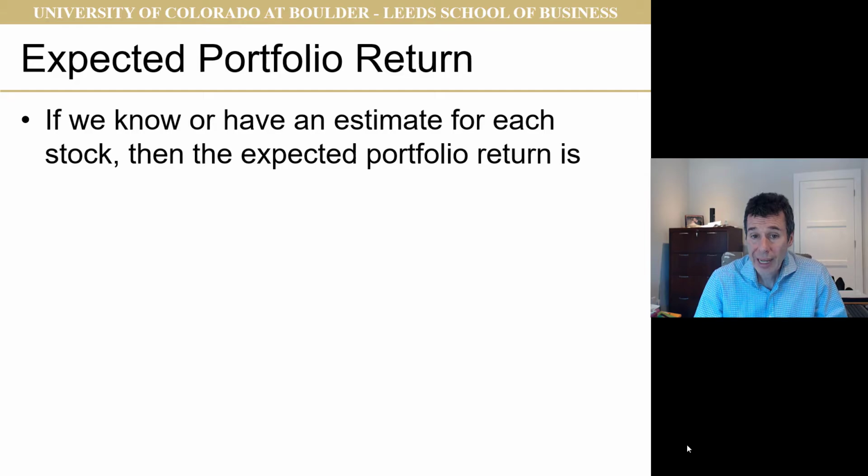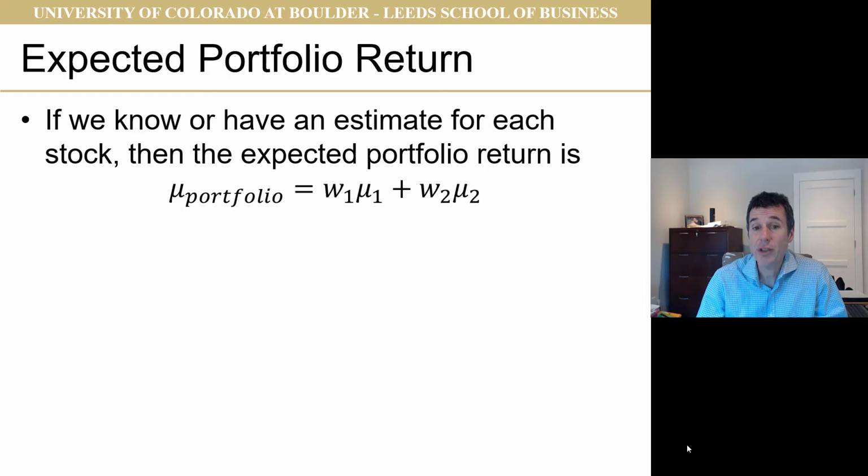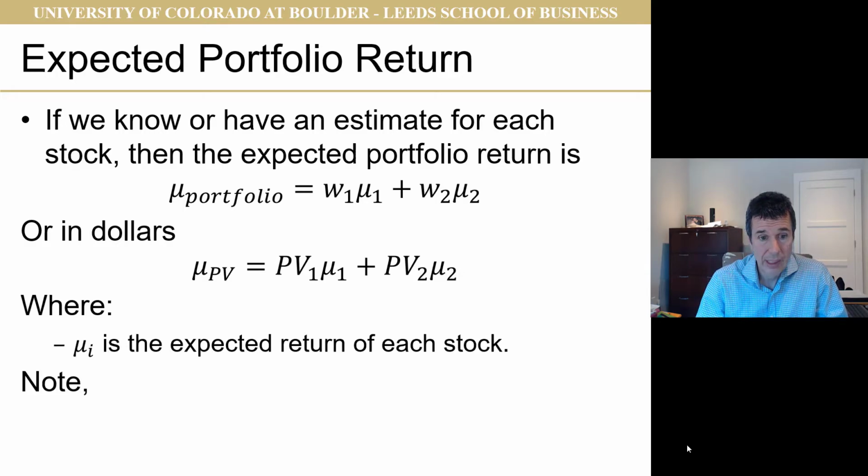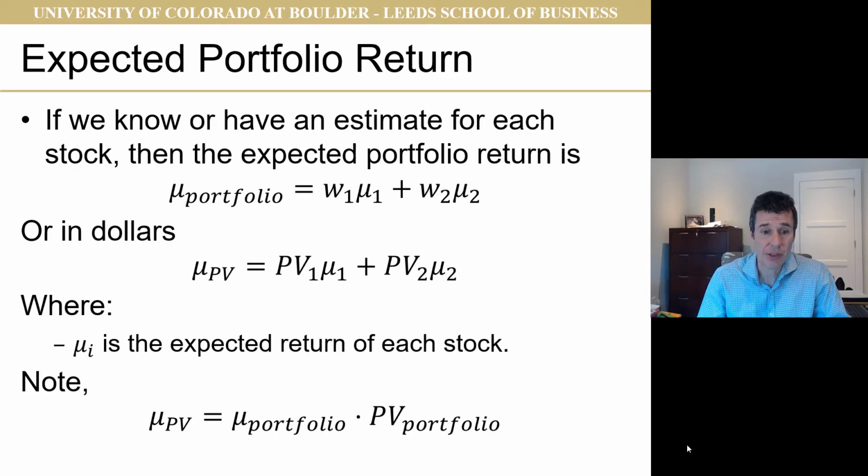If we know or have an estimate for each stock, then the expected portfolio return is weight 1 times expected return for stock 1 plus weight 2 times expected return for stock 2. In dollars, the expected portfolio return is the present value 1 times the expected return for 1 plus the present value 2 times the expected return for 2. And just note, a couple of things to say here.